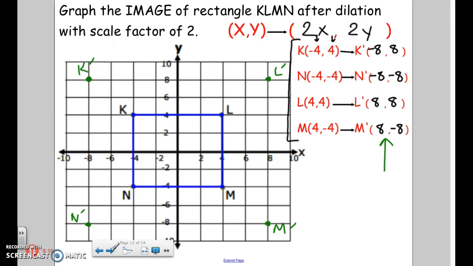So you can see that the points are corresponding. My K stays in the same quadrant, or in the same location, as the other K. But now if I connect these points, you should see that my figure has grown in size. It has actually doubled, or dilated by a scale factor of 2.